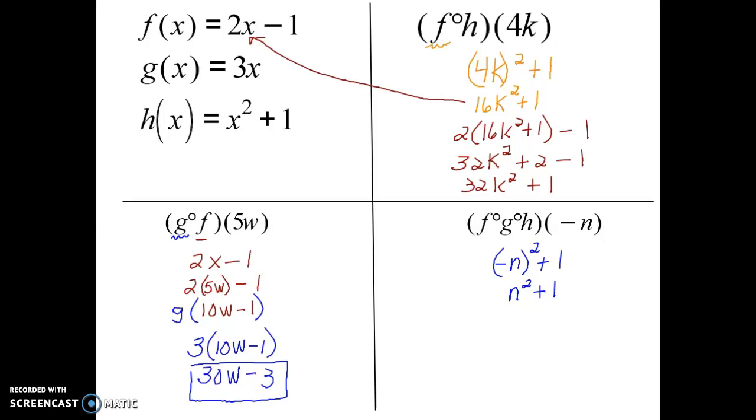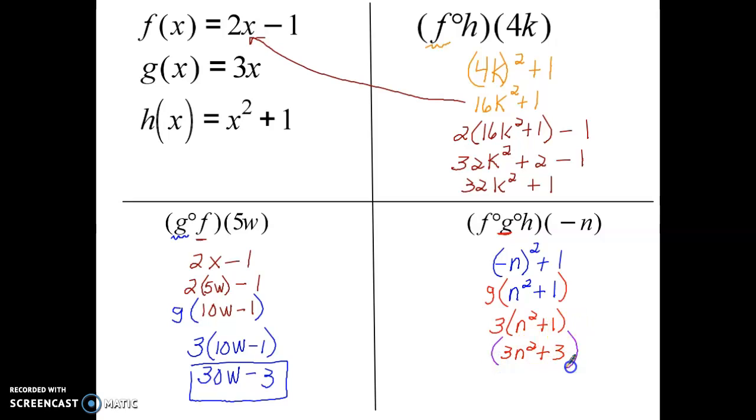Next, I need to move to the g function. So I'm just going to show that this needs placed into the g function. The g function says to take 3 times my expression. And once I do the distributive property, I should get 3n squared plus 3. And I have one more function to evaluate this in.